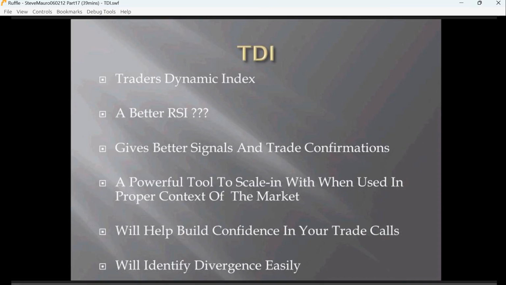Is Traders Dynamic a better RSI? Well, it gives us better signals and trade confirmations. It's a powerful tool to scale in with when used in proper context of the market. It's going to help you build confidence in your trade calls with its shark fins and understanding the stuff we use to help us identify where we are in the cycle. It absolutely will pick divergences more easily using the volatility bands. Okay, so let's break the individual components of the TDI down.